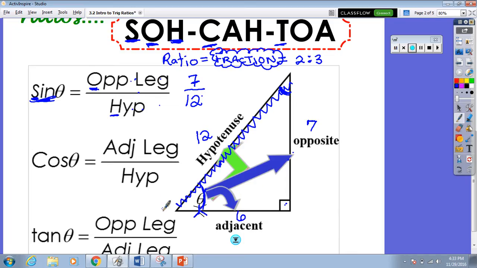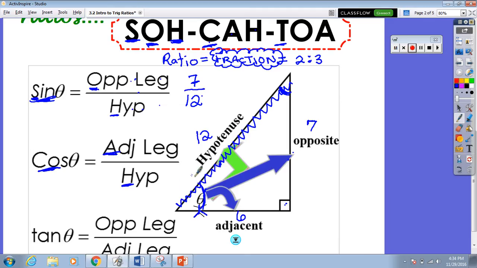Okay. So the cosine, which is the CAH part of SOHCAHTOA, cosine is adjacent over hypotenuse. So notice the A for adjacent and the H for hypotenuse. That's how we get the CAH part of SOHCAHTOA. Okay? Remember, this is just a mnemonic device that helps you remember this, because they're not going to give you these formulas. You have to remember that.